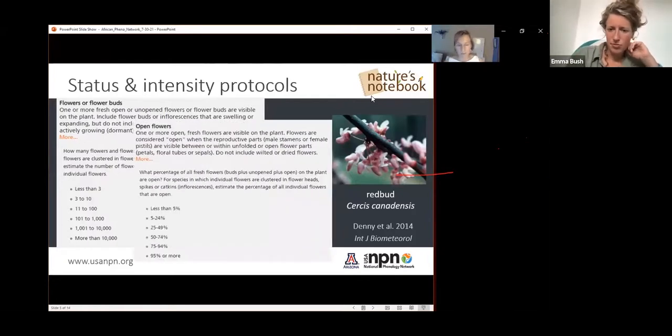Similarly, you're then prompted with, do you see open flowers? How do you know? Here's the description of it. Hopefully that enables you to be able to evaluate whether you see open flowers or not. And if you answer yes, then there are a series of choices for what percentage of the flowers on that tree are open.